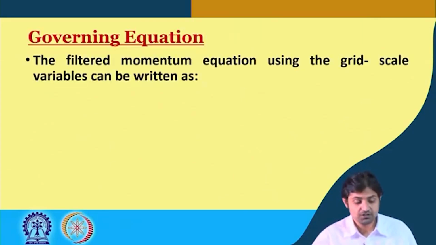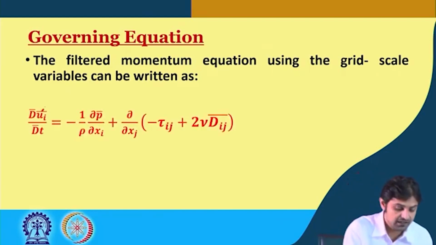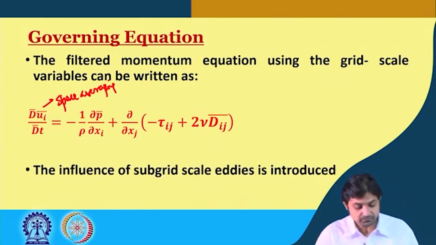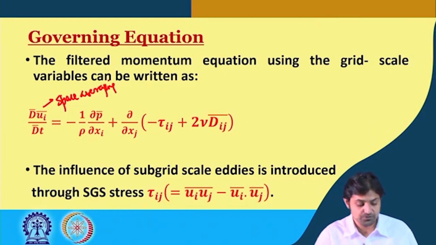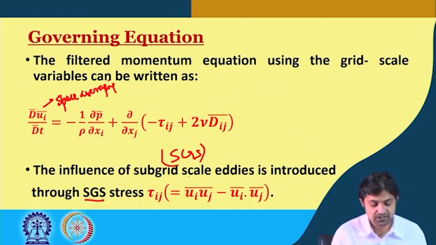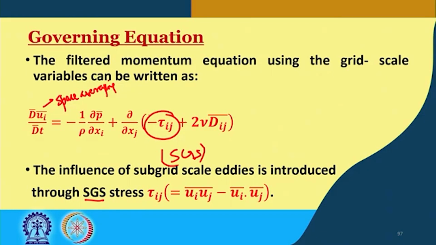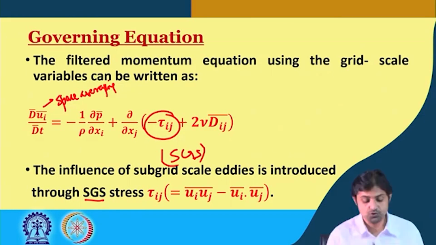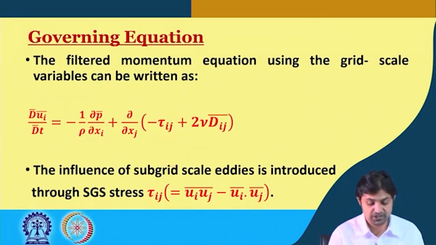Now coming to the governing equations of LES, the filtered momentum equation using the grid scale variables can be written as follows. So this is again space averaging. The influence of subgrid scale eddies is introduced through the SGS stress, subgrid scale stress, which is written as tau ij. You see here is a term tau ij, similar to the Navier-Stokes equation, and that is written as the bar of ui uj minus ui bar into uj bar. These are again space averaged in LES.